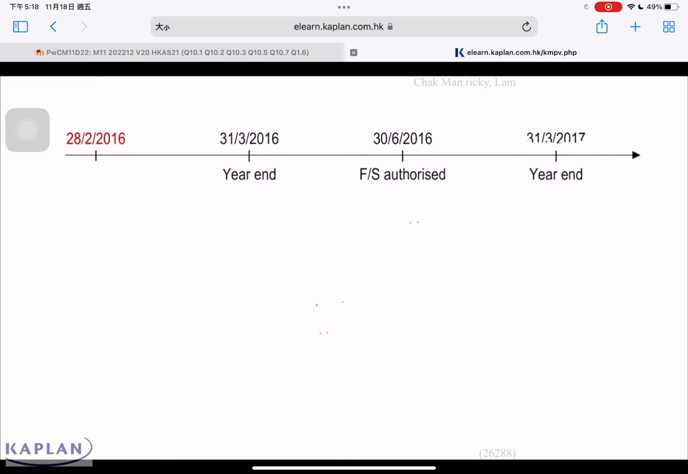On 28 February 2016, they receive the equipment and have an obligation to pay. Debit the PPE and credit payable. Initially, it will be recorded at the spot rate: Euro 100,000 multiplied by 8.83, which is Hong Kong dollar 883,000. When it comes to year end, this payable must be remeasured at the closing rate.